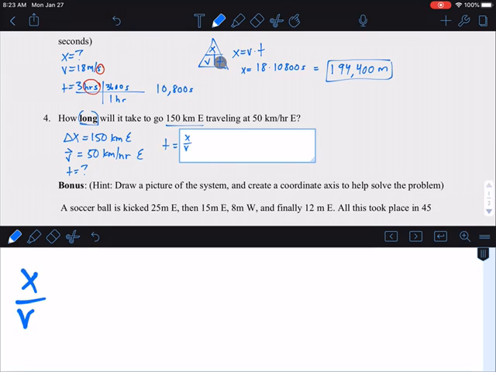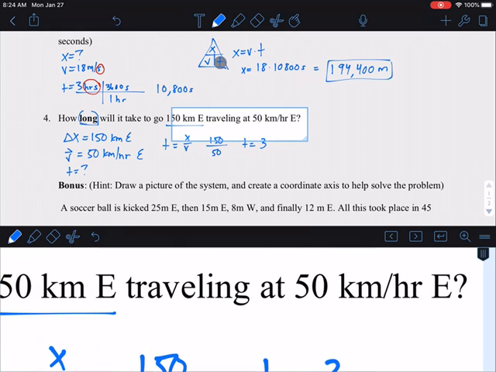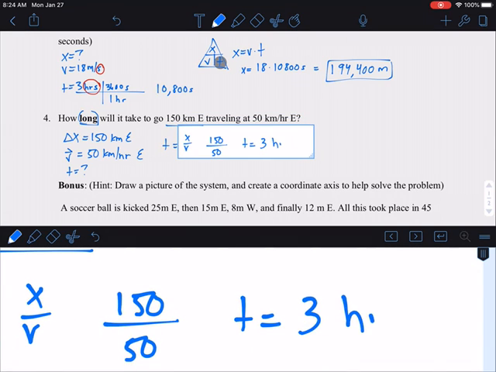Plug it in. We've got 150 divided by 50. All right, and that should be pretty easy. 150 divided by 50 is just 3. What time unit did we use? We used hour. All right, so it should tell us that it's 3 hours. And time is a scalar. It's never going to have direction. It only moves in one direction, so 3 hours.